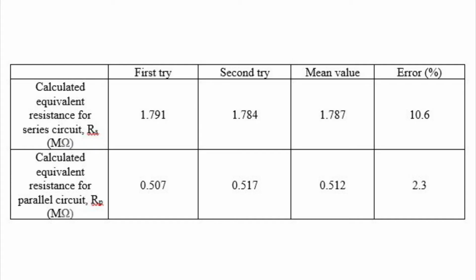With these values and the calculated values from the experiment, the error rates were calculated. It was calculated as 10.6 for the first circuit and as 2.3 for the second circuit. The results can be seen on the table. The error rate for the second circuit was small and can be ignored due to small measurement or calculation errors. However, the error rate for the first circuit was high and cannot be ignored.